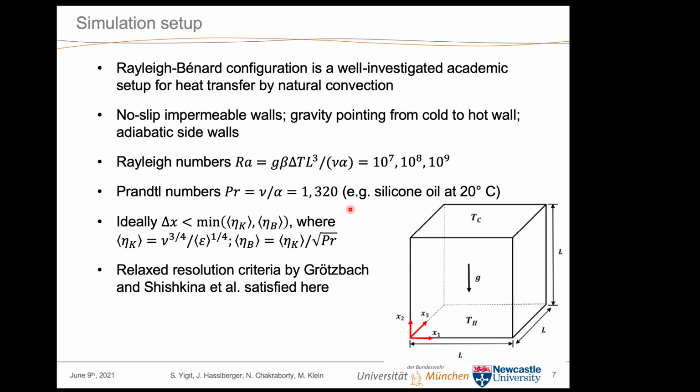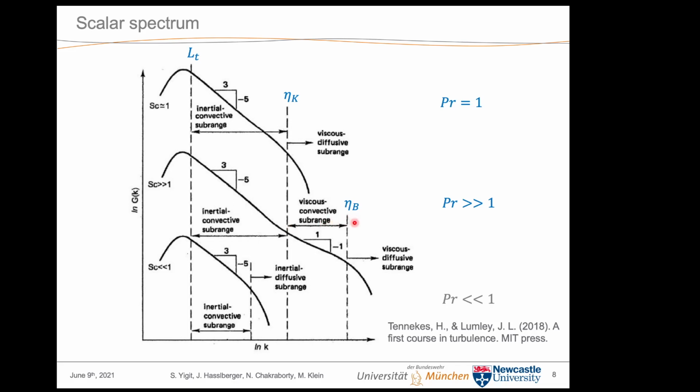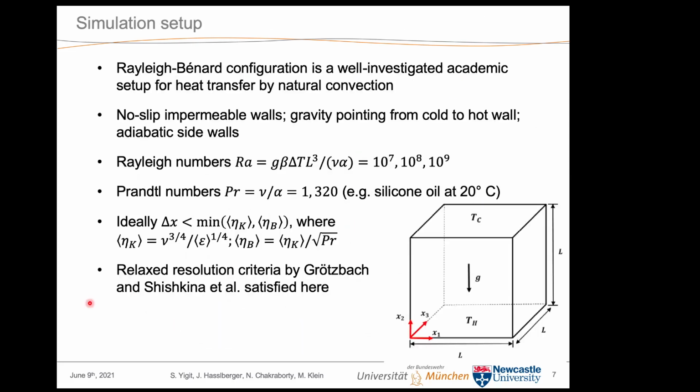In terms of the resolution, if you really want to make sure to resolve the smallest scales, you should make sure to resolve the smaller one, either the Kolmogorov or the Batchelor scale, but that can be really expensive, especially for high Prandtl number flows. As we can see here, the Batchelor scale is even smaller than the Kolmogorov scale. Actually, the spectrum is extended by the so-called viscous convective range. That can be really expensive. But we made sure to satisfy the relaxed resolution criteria by Grötzbach and by Shishkina.